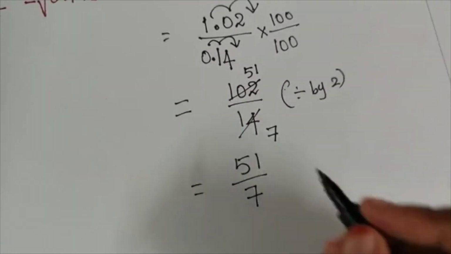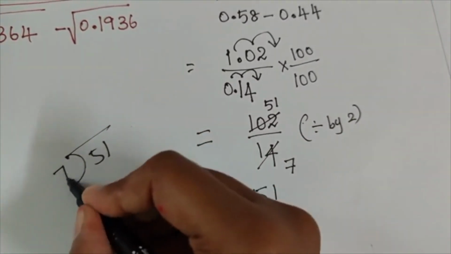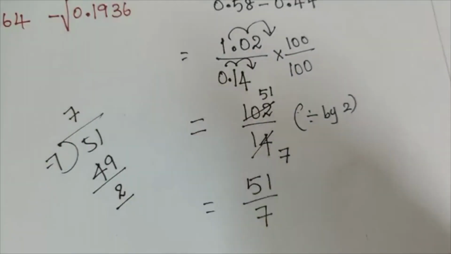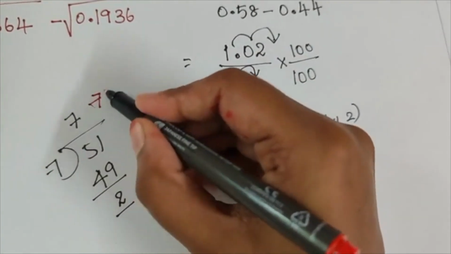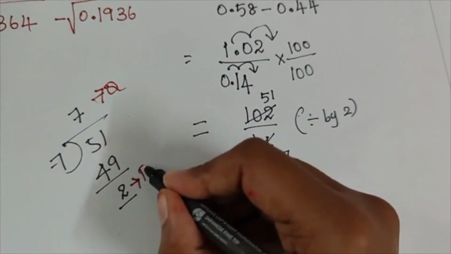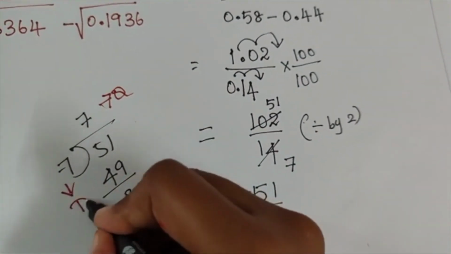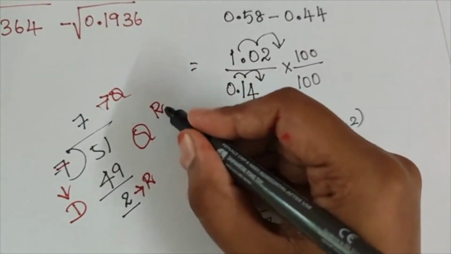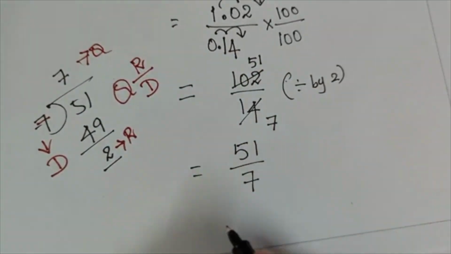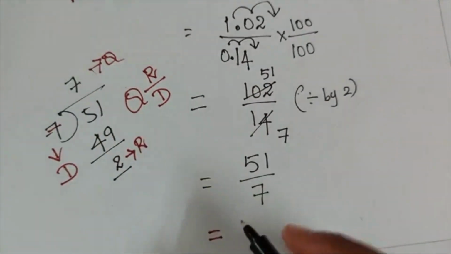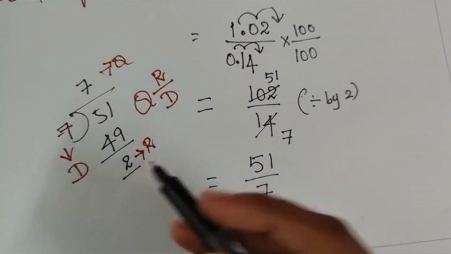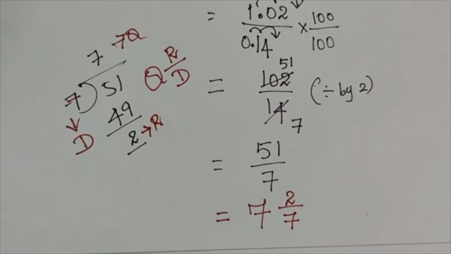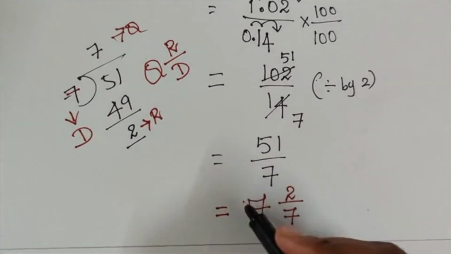We can change it to a mixed fraction. 51 by 7. We know that 7 sevens are 49. Remainder 2. This is the quotient, remainder and divisor. We know that the general form of a mixed fraction is quotient, remainder by divisor. So substituting in that form, quotient is 7, remainder is 2, by divisor is 7. So therefore the final answer is 7 2 by 7.